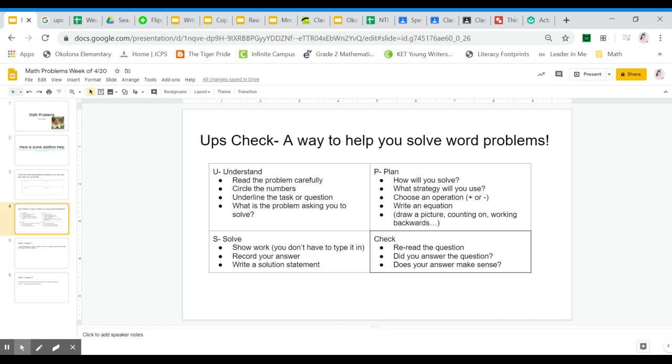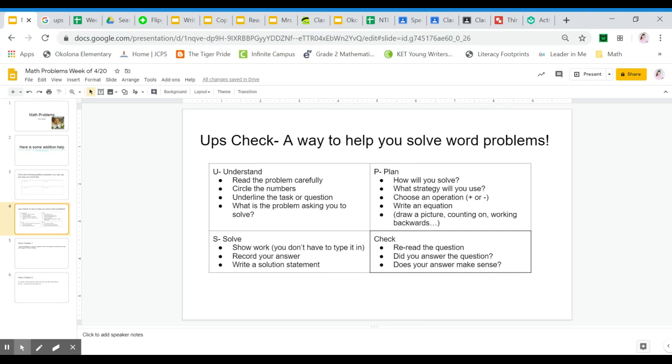Okay, guys, this is just a review of our UPS check. I'm not requiring you to go through each and every step and show me everything. That's not what this is about. It's just a tool to help you think about your problems, and if you're getting stuck on word problems, remember these steps, okay? The first one is understand, then we're going to plan, then we're going to solve, then we're going to check over our work.